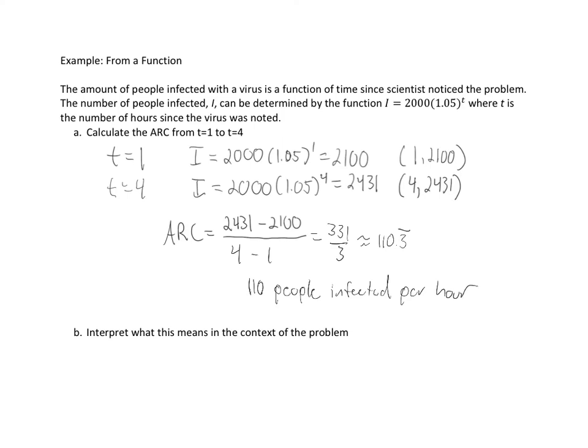So we want to think about, what does this mean in the context of the problem? Well, the rate of change would change with different time periods. So we want to note that this specific rate of change is from 1 to 4 hours. So what I would say is from 1 to 4 hours, 110 people are infected per hour on average.